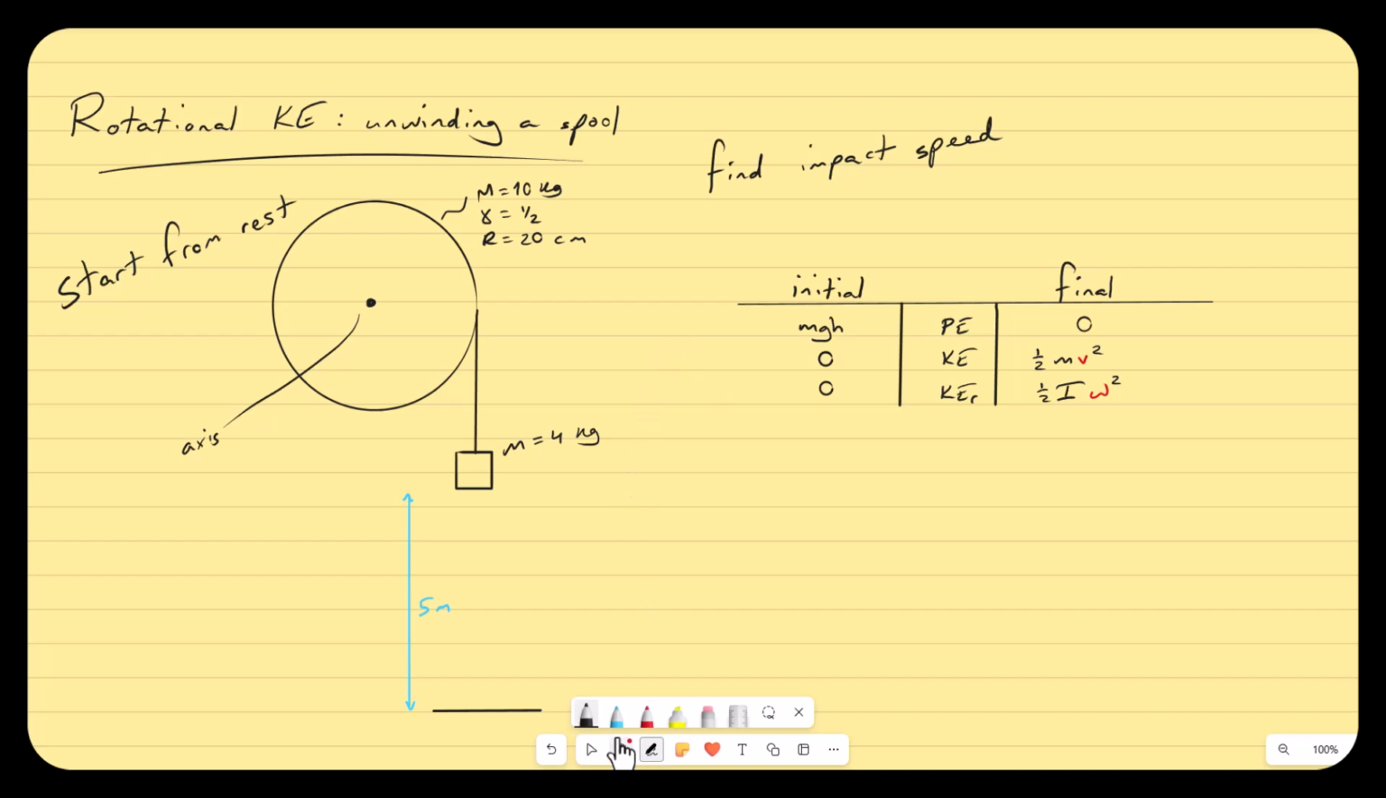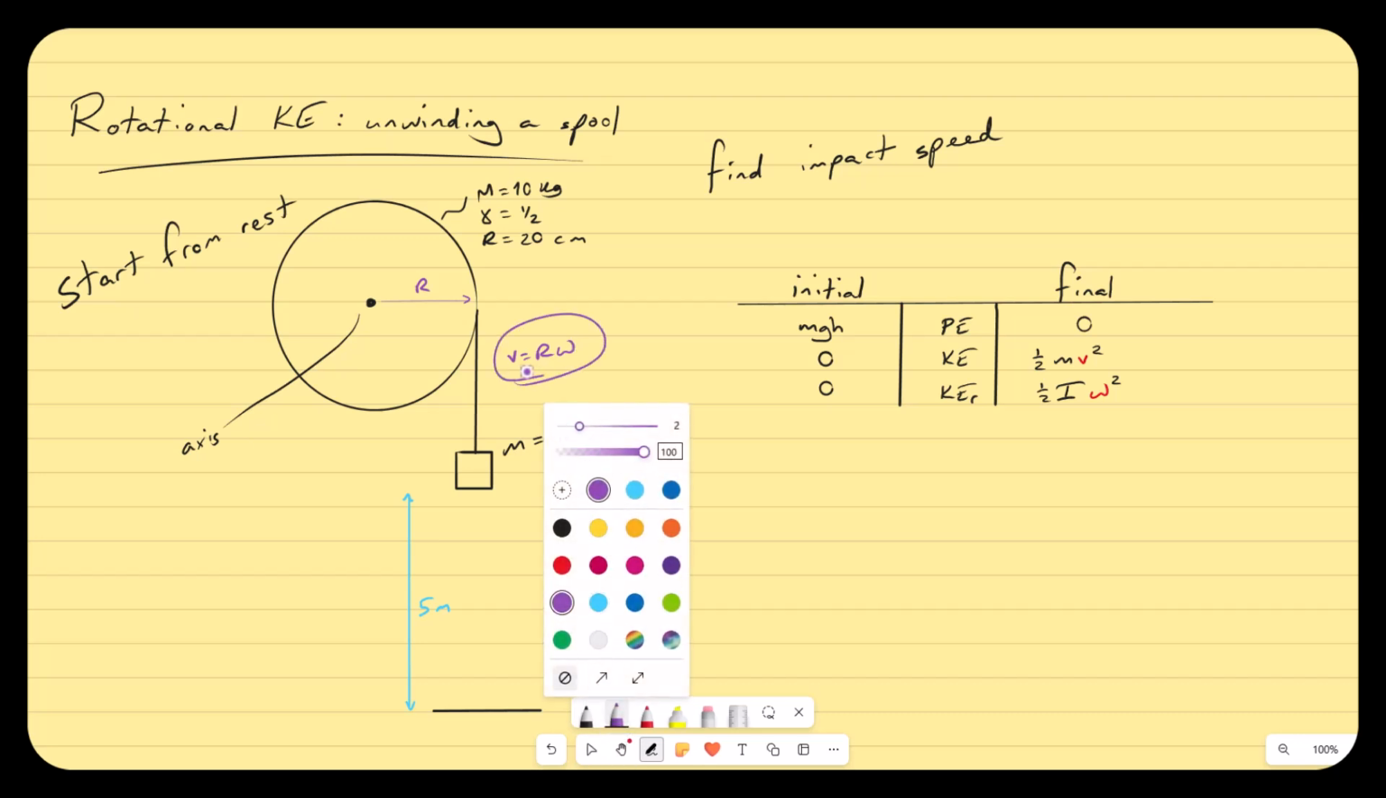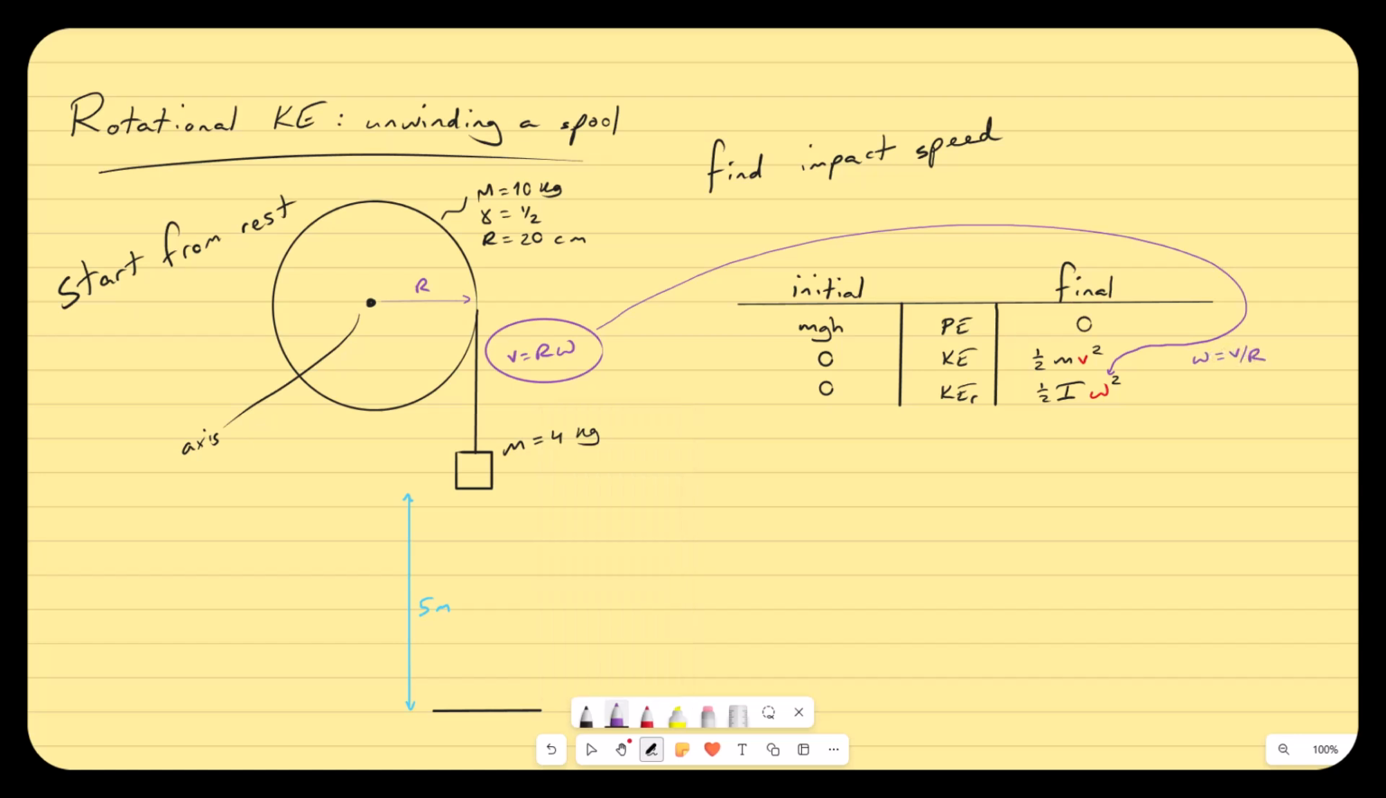One thing that I really need to be able to solve this problem is this. This block meets my spool out here at a radius of r. Or I guess it's the full radius of the wheel, at a radius of r. What that gives me is a linear speed that's equal to r times omega. With that, I'm going to plug in here as omega is v over r.